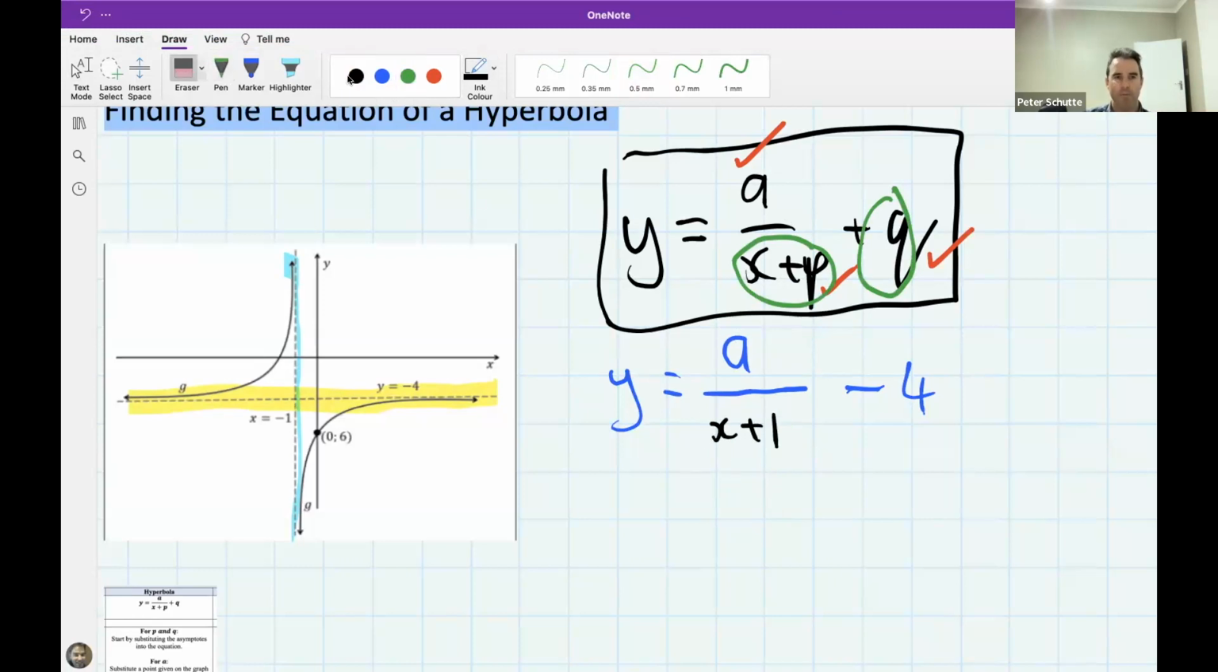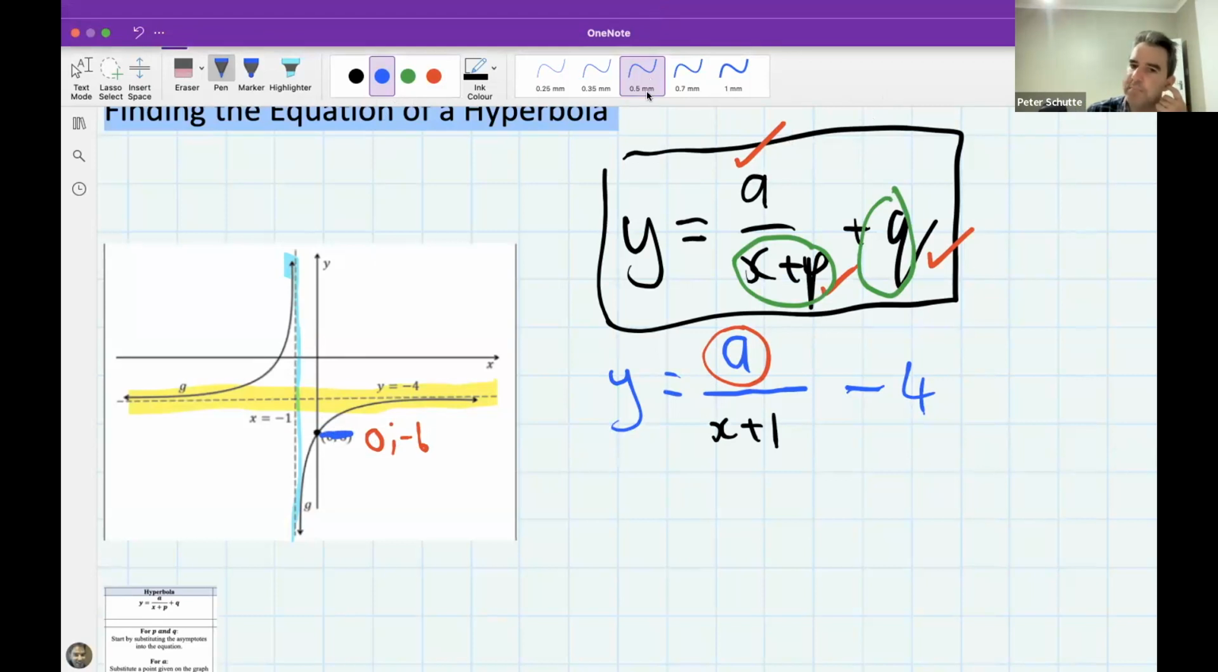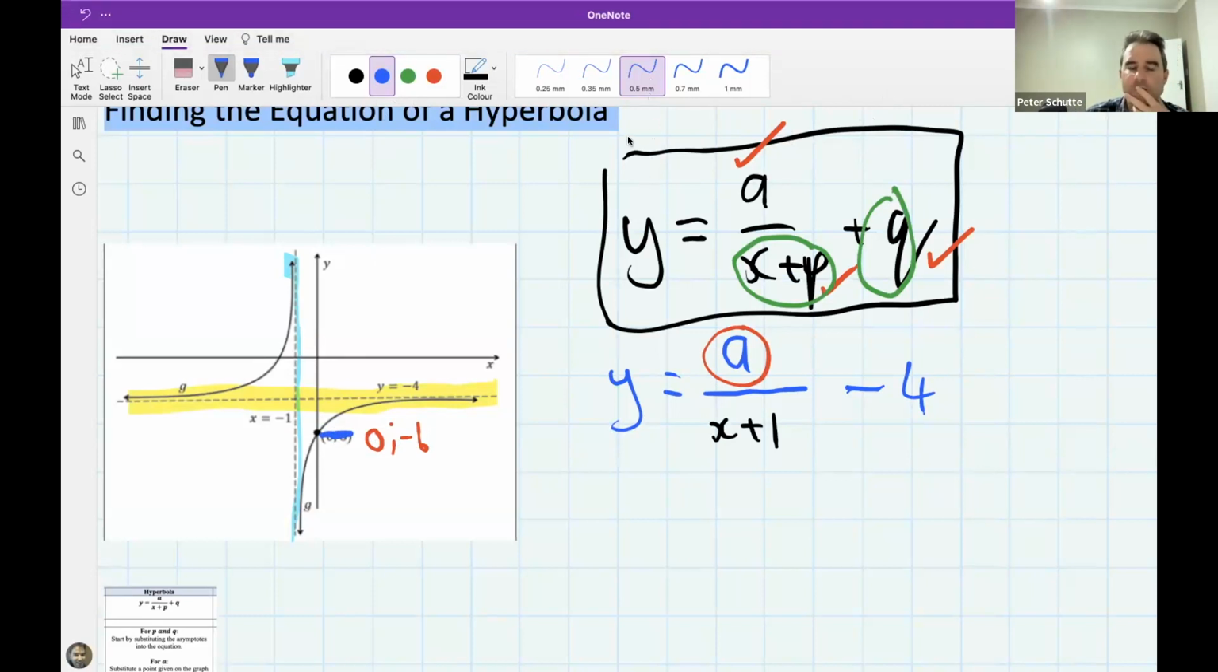All right, now here's the problem. Here's the only thing that's a little bit more tricky. I need to find what A is. The only piece of information I haven't used is this. Now, this is actually wrong. It can't be 0.6. It has to be 0,-6 because it's below the x-axis. So that point should be 0,-6. How can I use that point to help me find what A is?